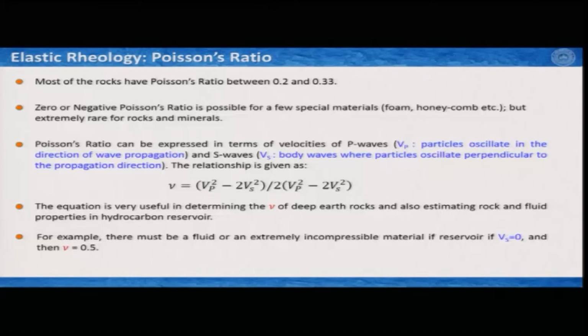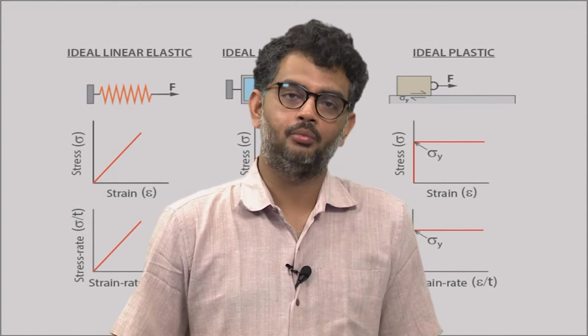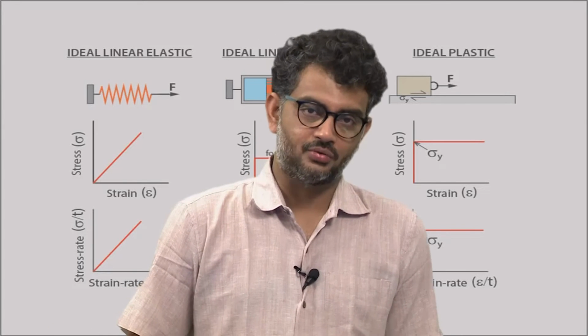Most of the rocks that we generally consider in a wide range of conditions have Poisson's ratio between 0.2 to 0.33. It is not a very wide range, but in terms of Poisson's ratio, it is pretty wide. Now, zero or negative Poisson's ratio, as I talked about, is also possible for a few special materials like foam and honeycomb, but extremely rare for rocks and minerals. Negative Poisson's ratio for common isotropic rocks or minerals we do not see, but people have reported some sort of very little negative Poisson's ratio in some particular directions of some anisotropic minerals.